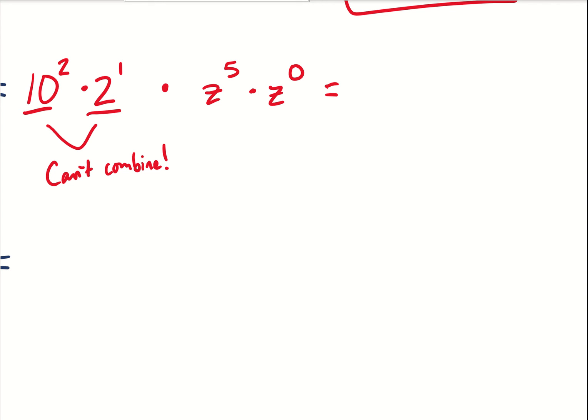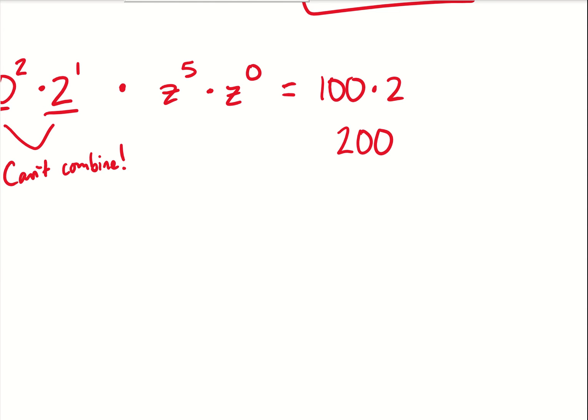All right, so what I'm going to do instead is I'm going to simplify 10 squared. I know that 10 squared equals 100. And then I'm going to simplify 2 to the 1st power. I know that that equals 2. So I have 100 times 2. That can be rewritten just as 200. So it ends up working out completely fine, even though we couldn't add the 2 and the 1 together for this. All right. Then I'm going to go to the variables.